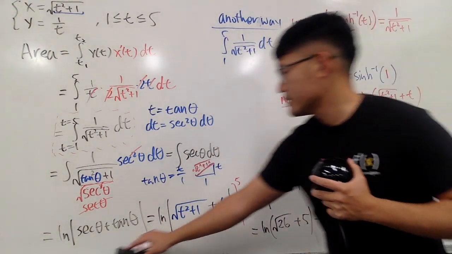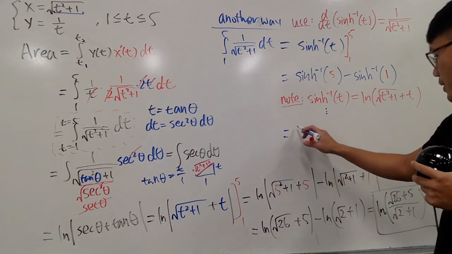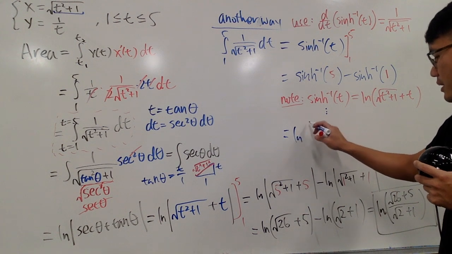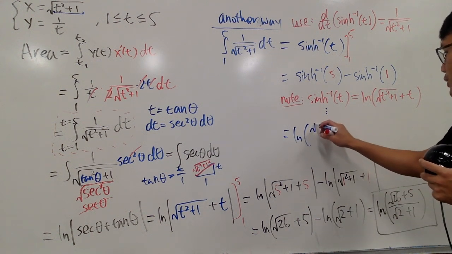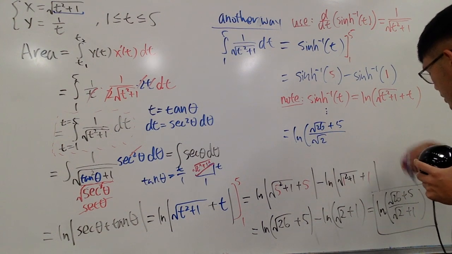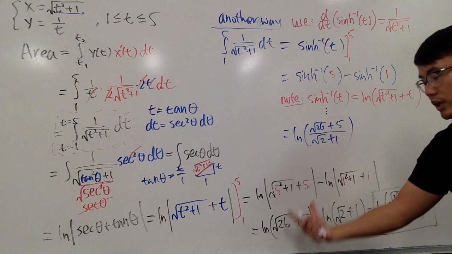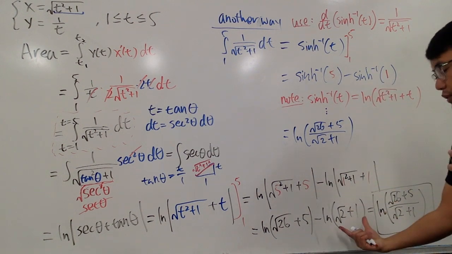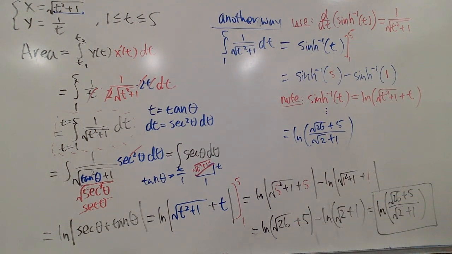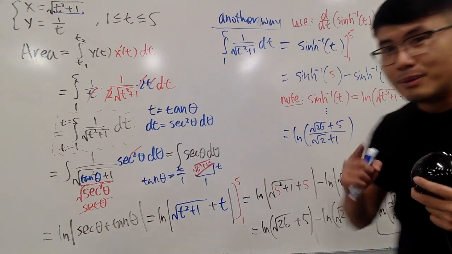I'll just put down dot dot dot. You end up with this right here as well. Actually, I'll leave that like this: ln of square root of 26 plus 5 over square root of 2 plus 1. Right? This minus that. So this part will give you that, this part will give you that. Of course, you divide, you still end up with that. So that's it. So remember your integrations.